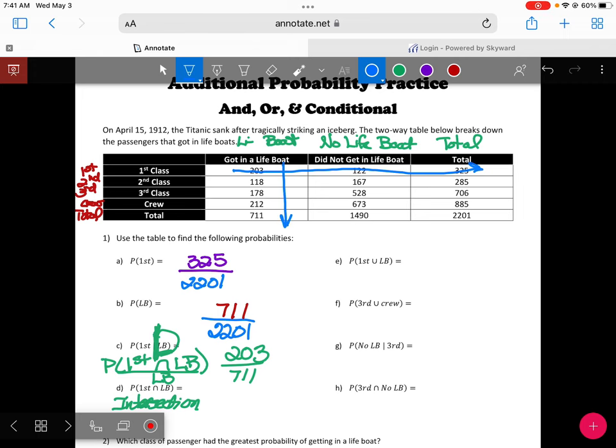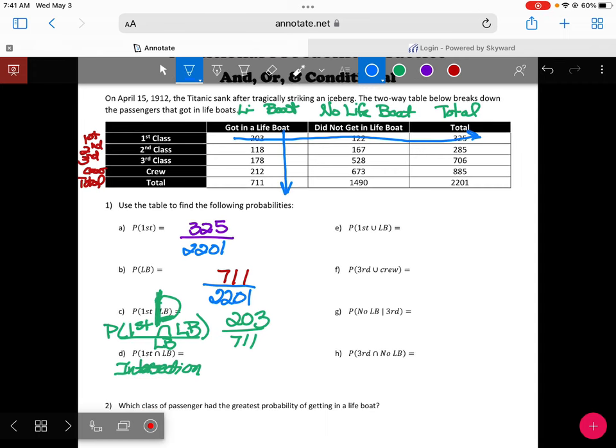So the intersection, my numerator is going to be what? No. Intersection. So it's 203. I've got first class and in the lifeboat. That's 203. Now, is there a conditional statement? Do you see the vertical line? No. So what's my denominator got to be? 2,201. Very good. 2,201, the total.